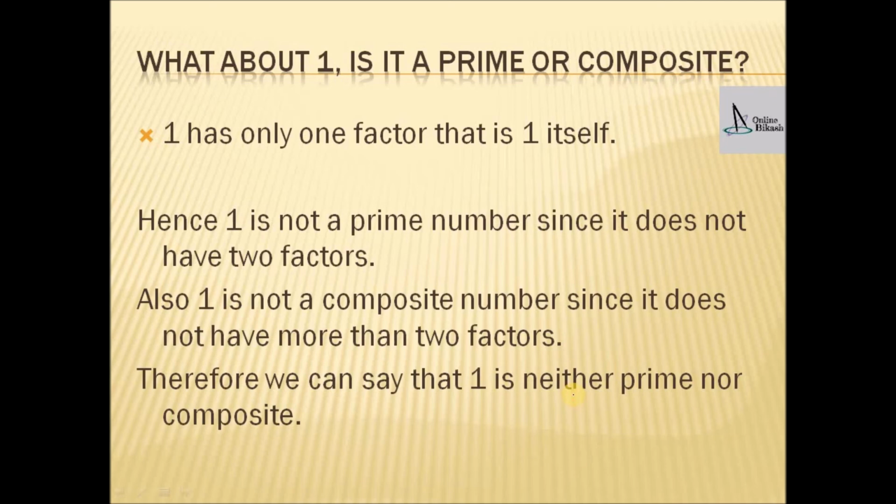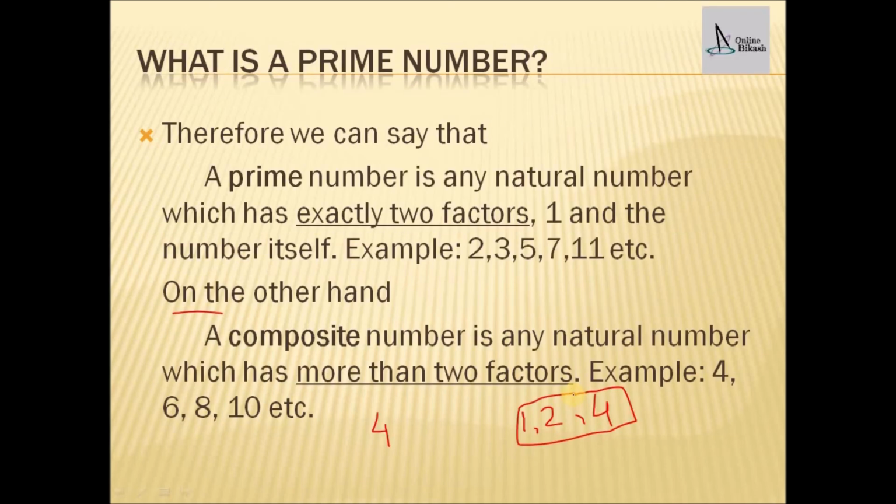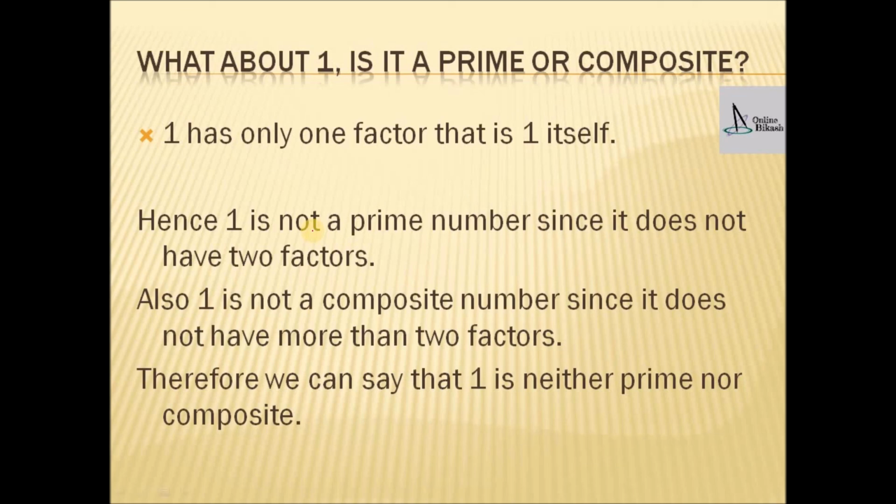Because in the definition of prime number, what did we get? A prime number is any natural number which has exactly 2 factors. This is a very important line. Which has exactly 2 factors. So since 1 has only one factor, it cannot be prime, because to be a prime number it must have 2 factors.